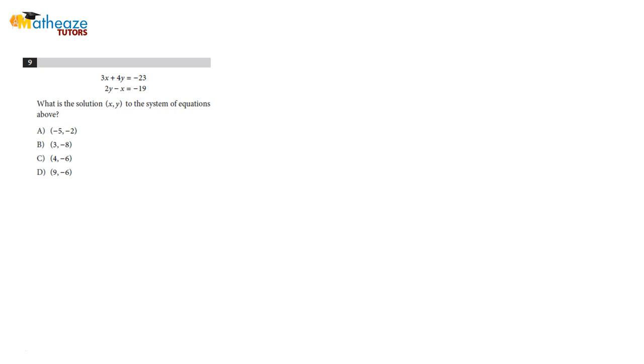Number 9, what is the solution to the system of equations above? Okay, I'm just going to use the process of substitution. So 3x plus 4y equal to negative 23, and 2y minus x equal to negative 19. So I'm going to solve this second equation for x. So I'm going to move x over here. So 2y plus 19 equal to x. So now I'm going to substitute that information into this equation here.